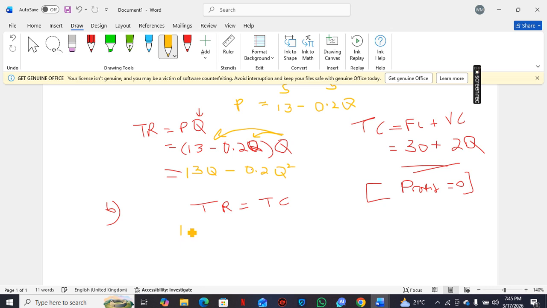Total revenue 13Q minus 0.2Q squared equals 30 plus 2Q. Okay. So basically, here, what we're trying to do is find the value of Q.